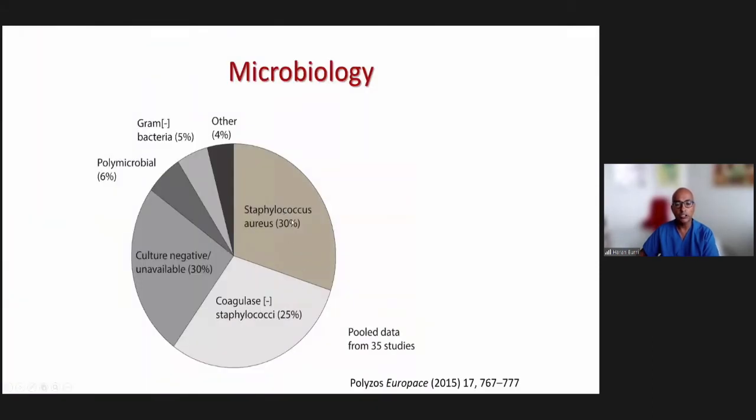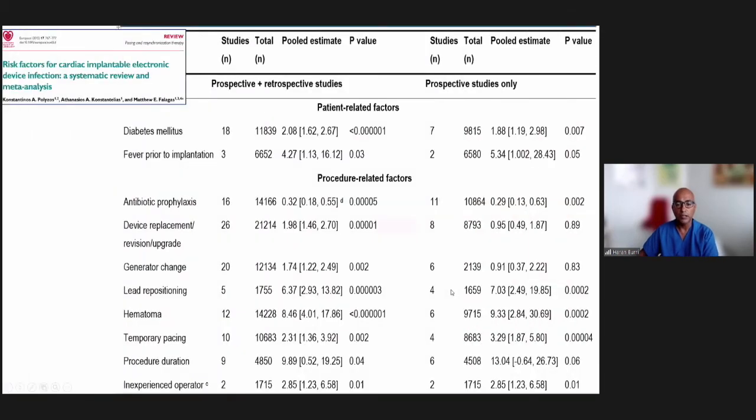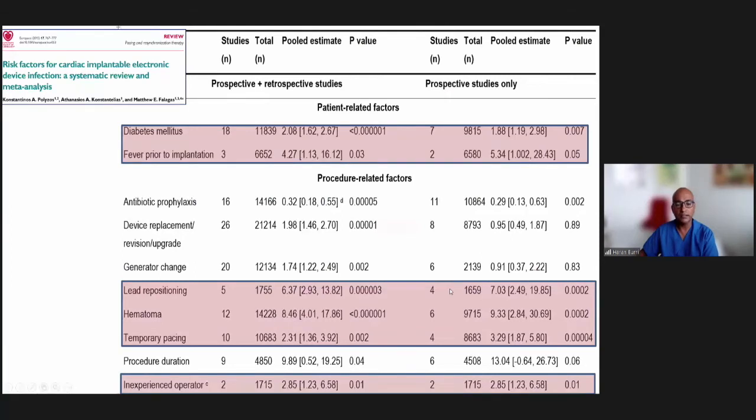The microbiology, as I mentioned, is usually Staphylococcus aureus for the acute infections and coagulase-negative staphylococci for the chronic infections. But in about a quarter of the cases, 30%, the cultures are actually negative simply because we've got very, very slow-growing germs. There are a number of risk factors, the most important ones being hematoma and lead repositioning, which have a multifold increase in the risk of infection.